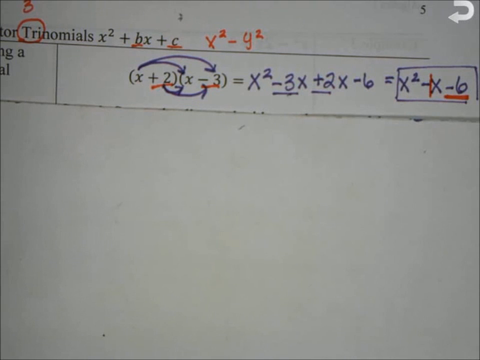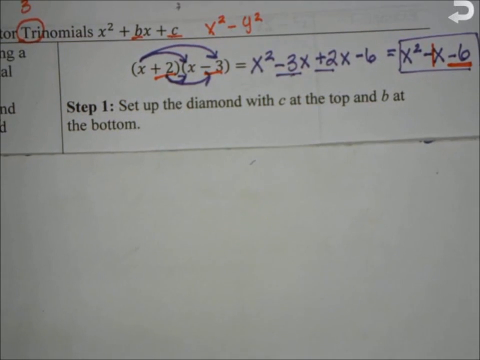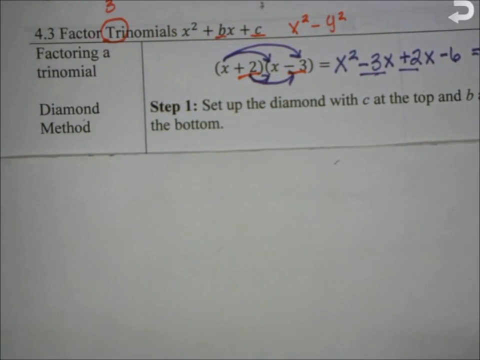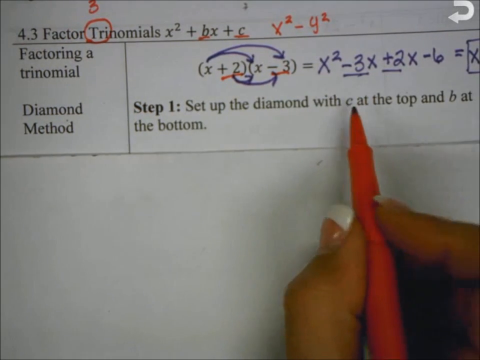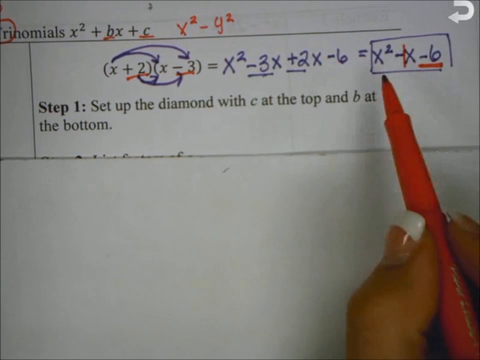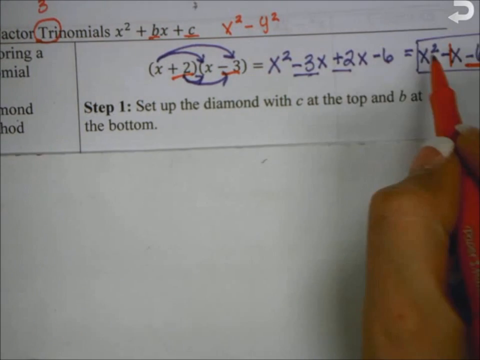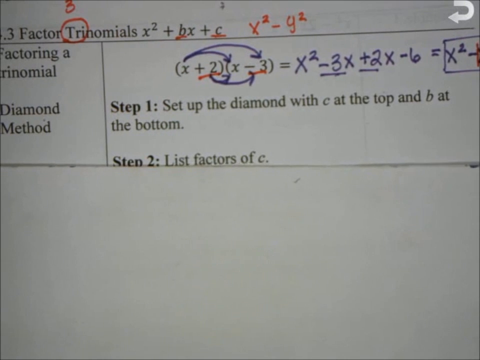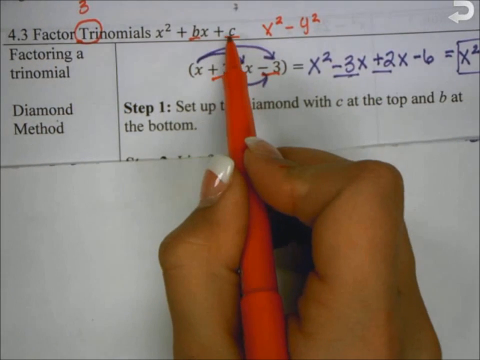We're going to use what's called the diamond method. Step 1 of the diamond method: first thing we're going to do is set up the diamond with C at the top. Remember, C is the last number, so in the example we just did, C would be negative 6. And B at the bottom. In the one we just did, B would be negative 1. So we have C at the top, that last number, and B at the bottom, the coefficient of x.